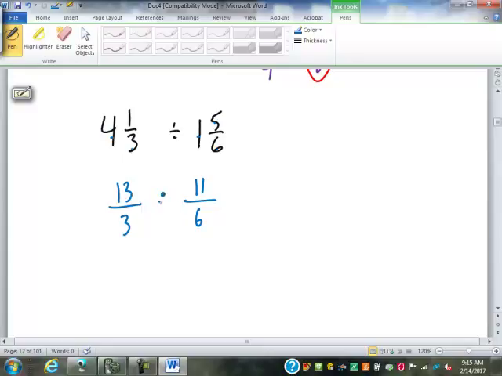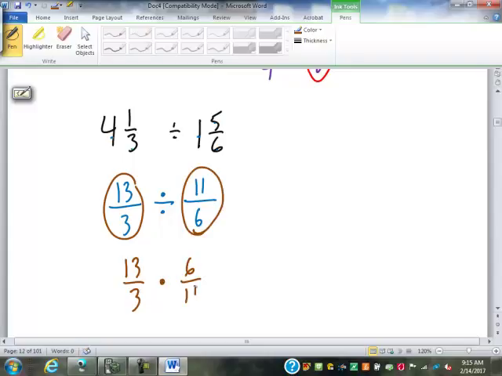Are we multiplying now? Say no. We are still division. What do we have to do before it can become multiplication? Reciprocal. The first fraction never changes. Just like when we're adding or subtracting with negatives, the first number never changes. This becomes times, this is the one we do the reciprocal of, 6 over 11.